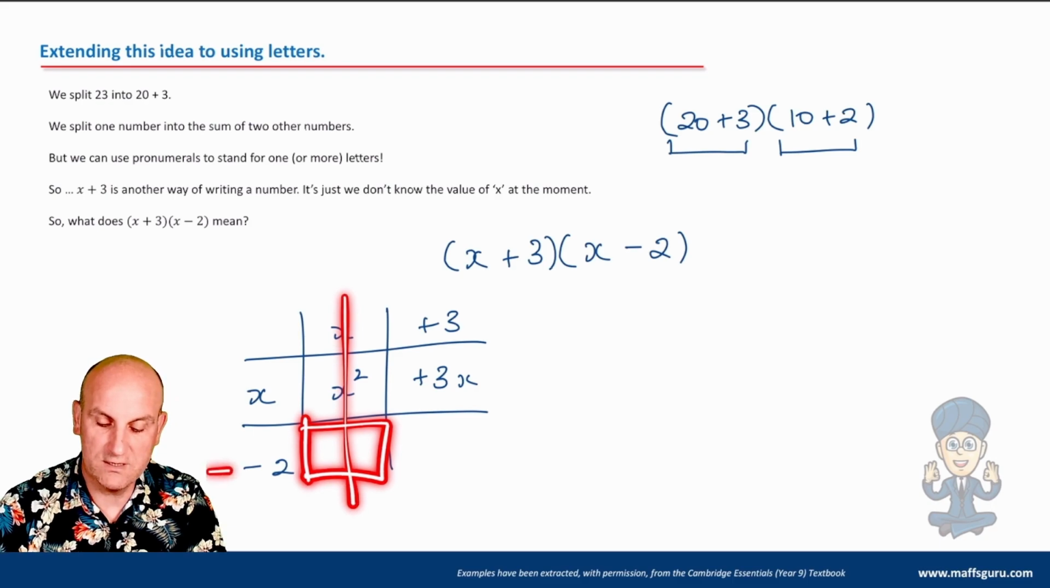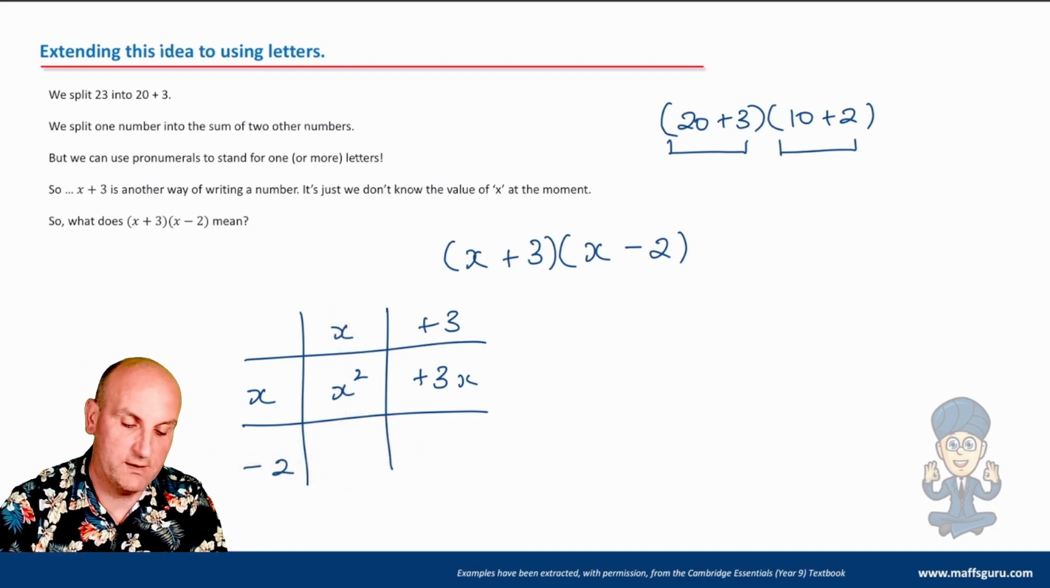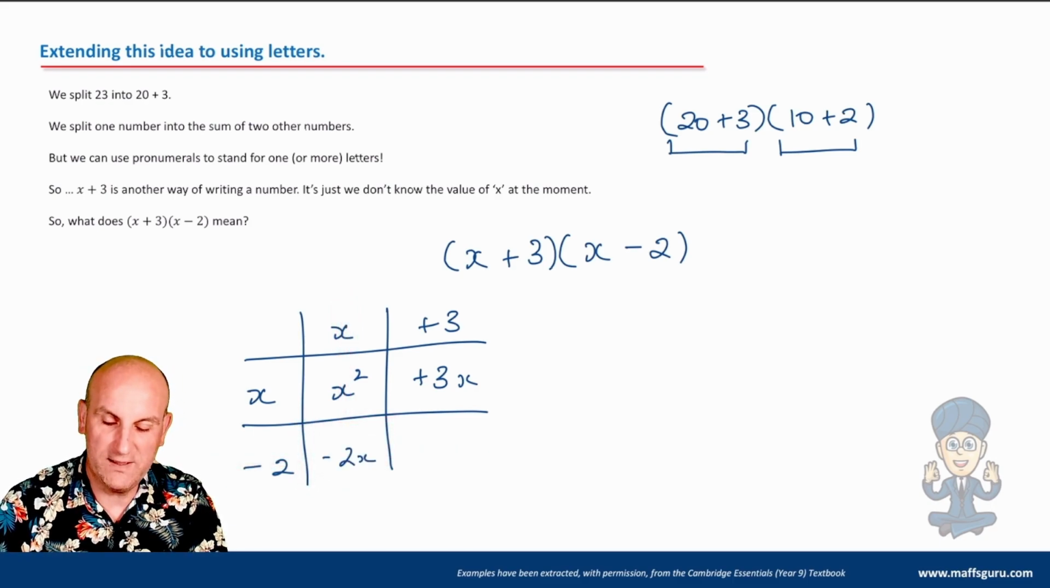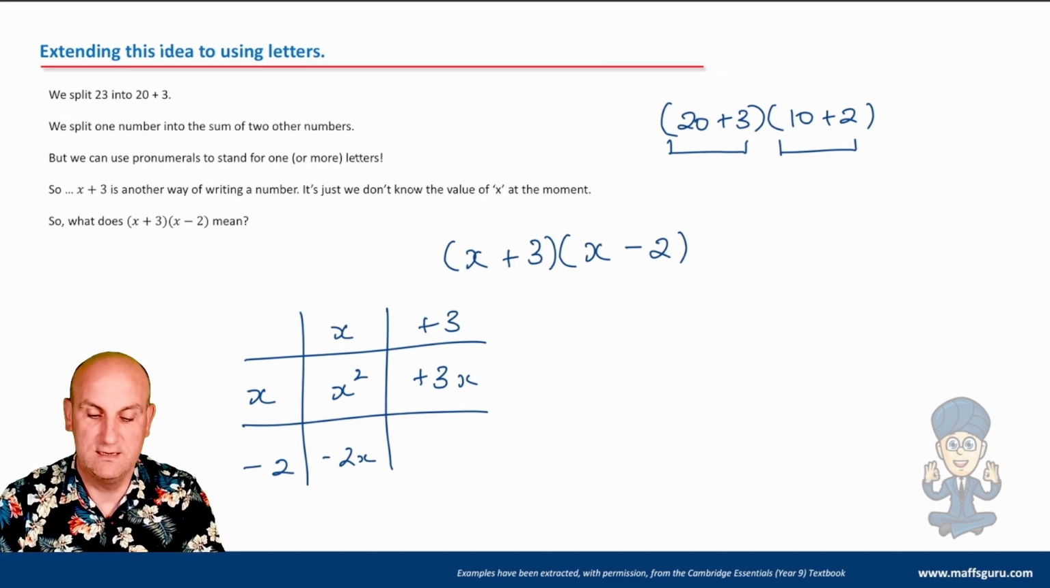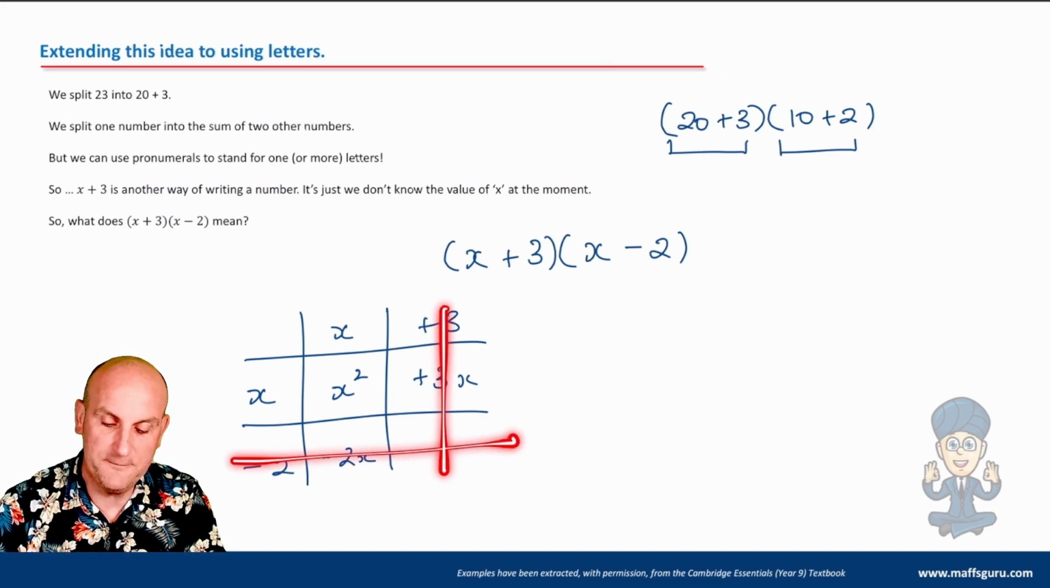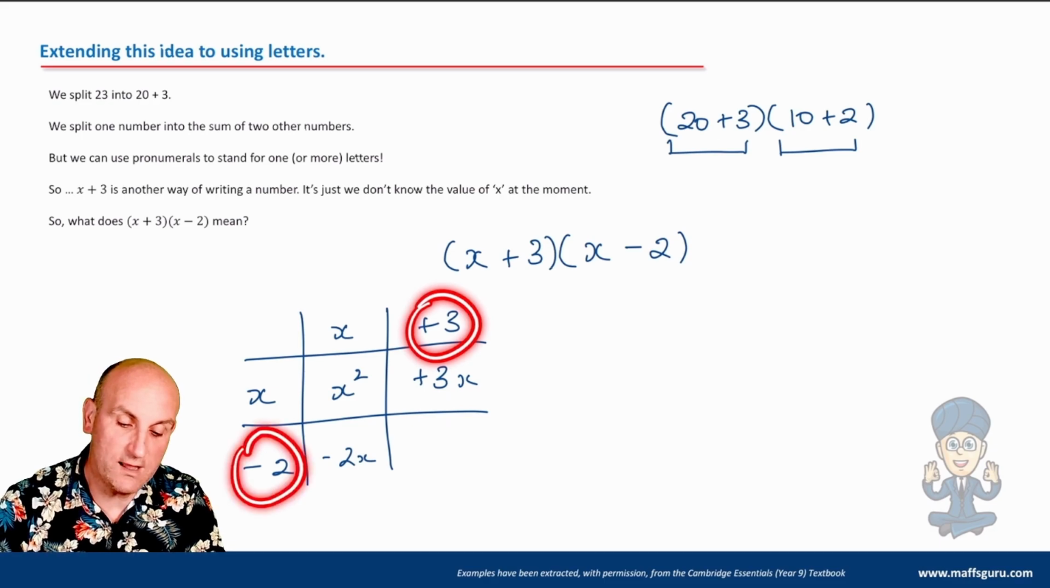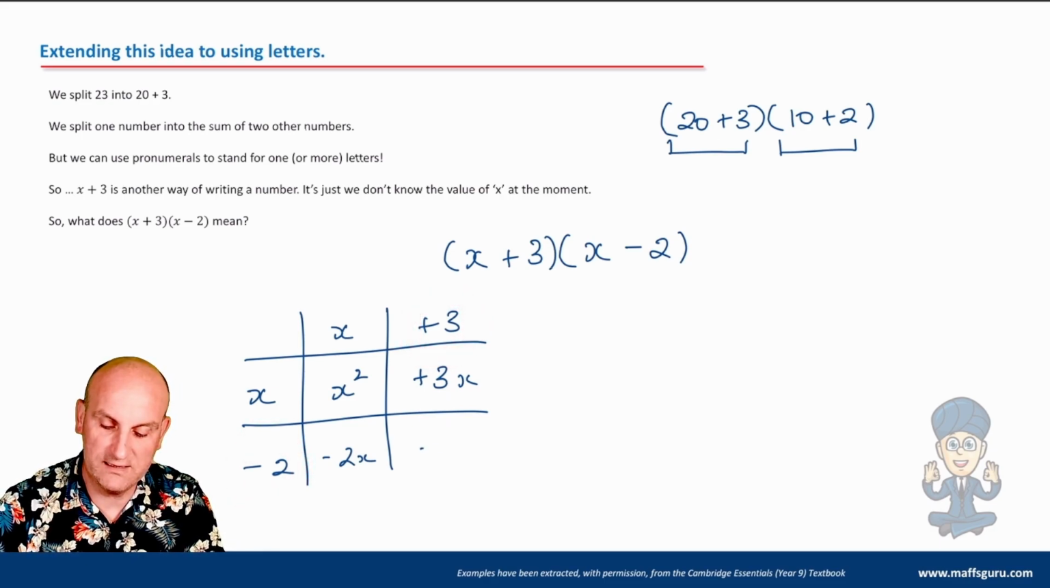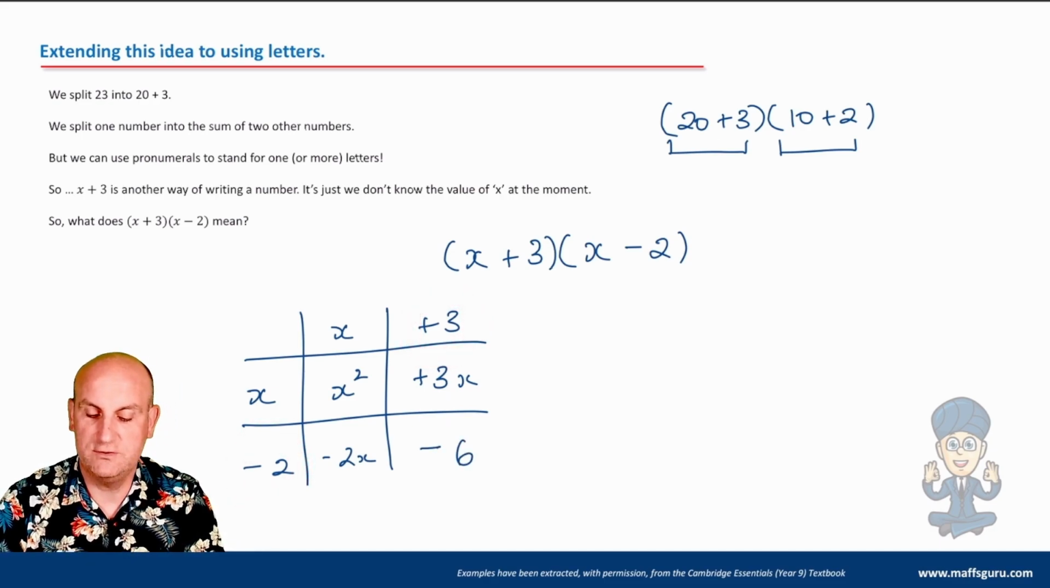Well, it's that row times that column. So x times minus 2, or minus 2x. We normally write the numbers first. And then finally, what goes in here and here? Well, plus 3 times minus 2. Well, a positive and a negative makes a negative, and 3 times 2 becomes 6.